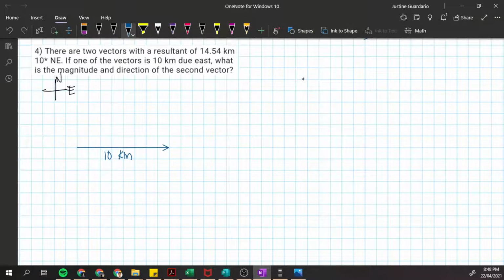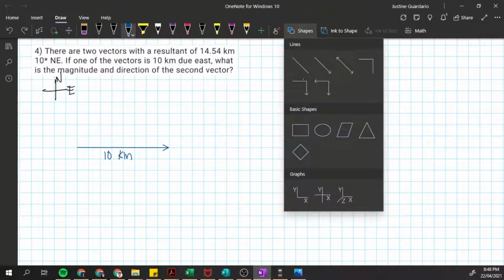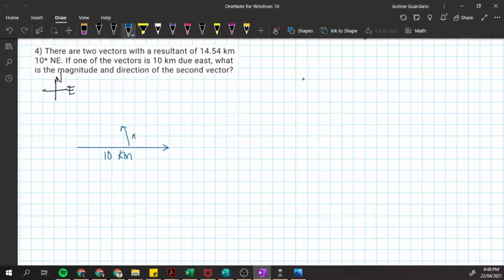Then we also have a resultant vector na 14.54 kilometers, 10 degrees north of east. So, let's try to visualize ano ba yun? 10 degrees north of east. So, basically, from the east going to the north, meron tayong 10 degrees of inclination. So, ganito yung magiging itsura niya. But this will be the resultant. Okay? So, kunyari, ayan.